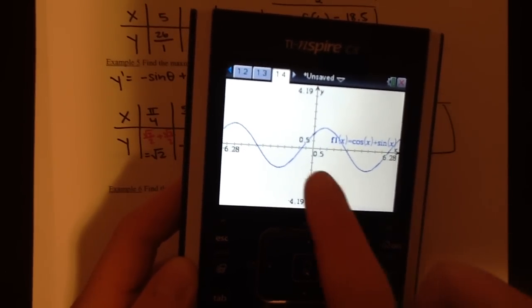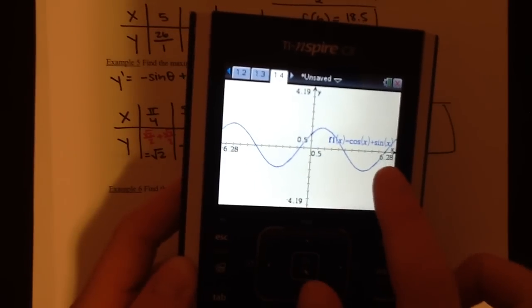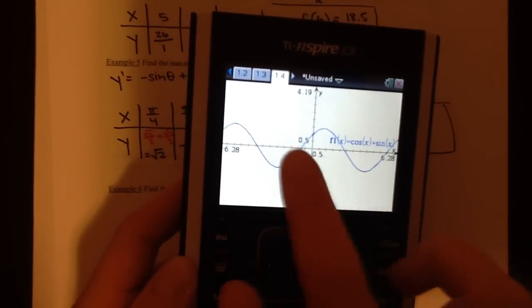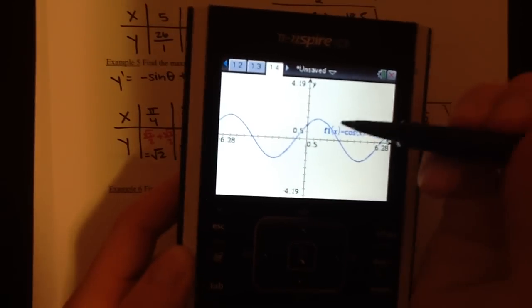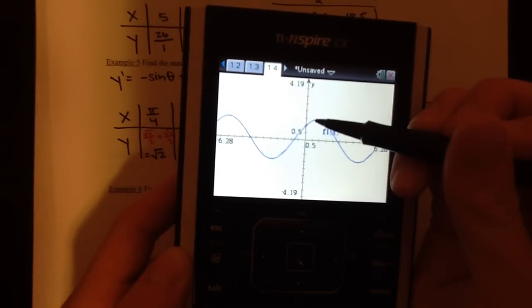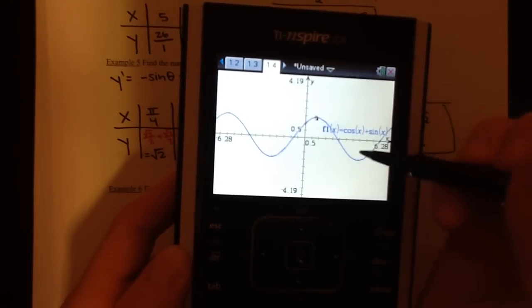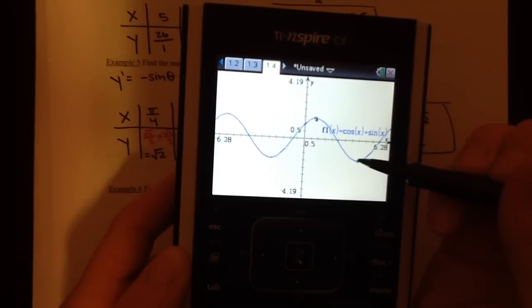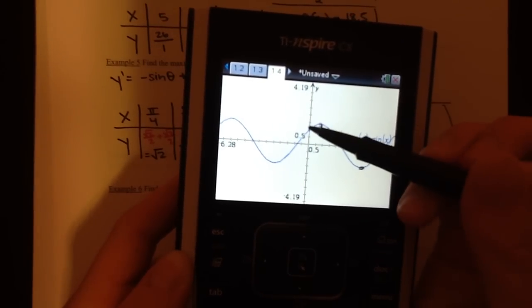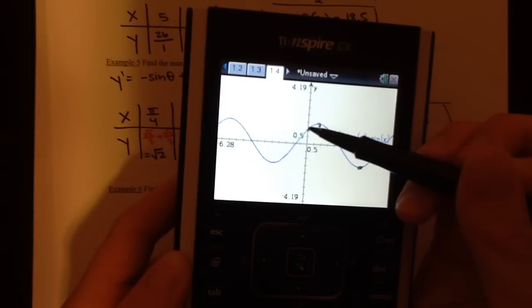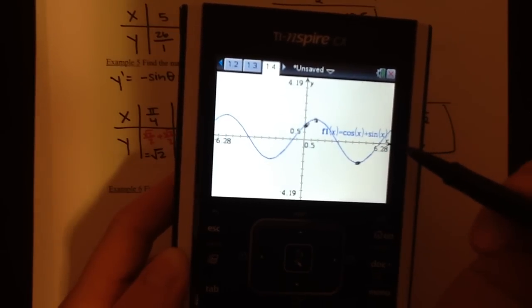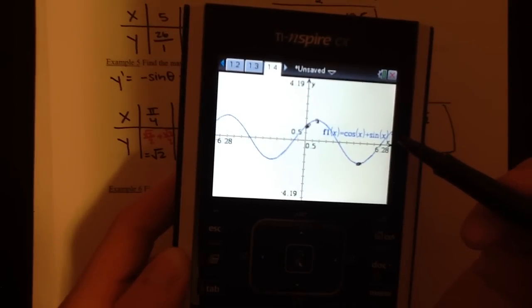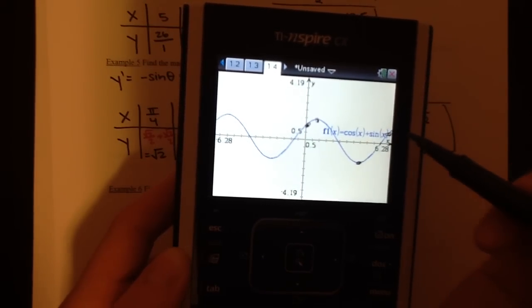Whatever, close enough. Here's 0 and then the 6.28, that's 2 pi. So if I look here, here is one of my critical points, and that's because the derivative was 0. Here is one of my critical points, and that's because the derivative is 0. And then here's my endpoint, this is at 0. And then over here at 6.28, that is my other endpoint, right at the edge of the graph.